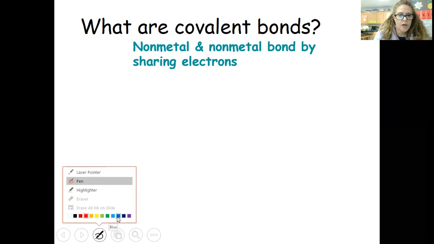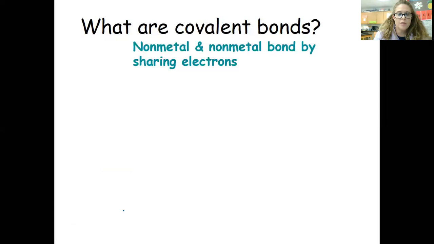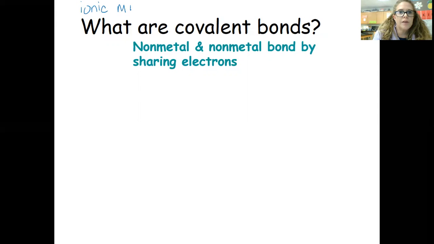And what color do I feel like going today here? Let's match with this blue. So ionic, right? I'm just going to throw that up here at the top. So ionic is between a metal and a nonmetal, opposite sides of the table. So now we have covalent.